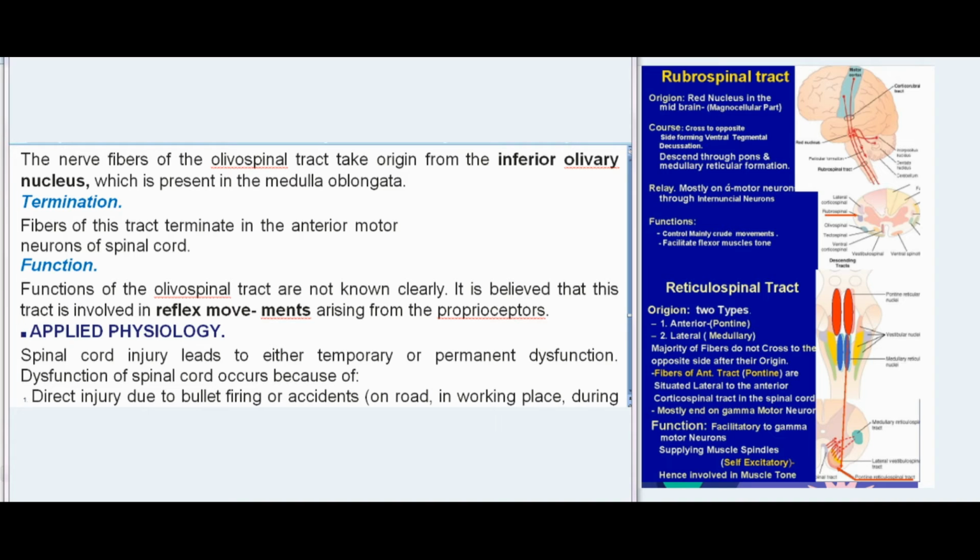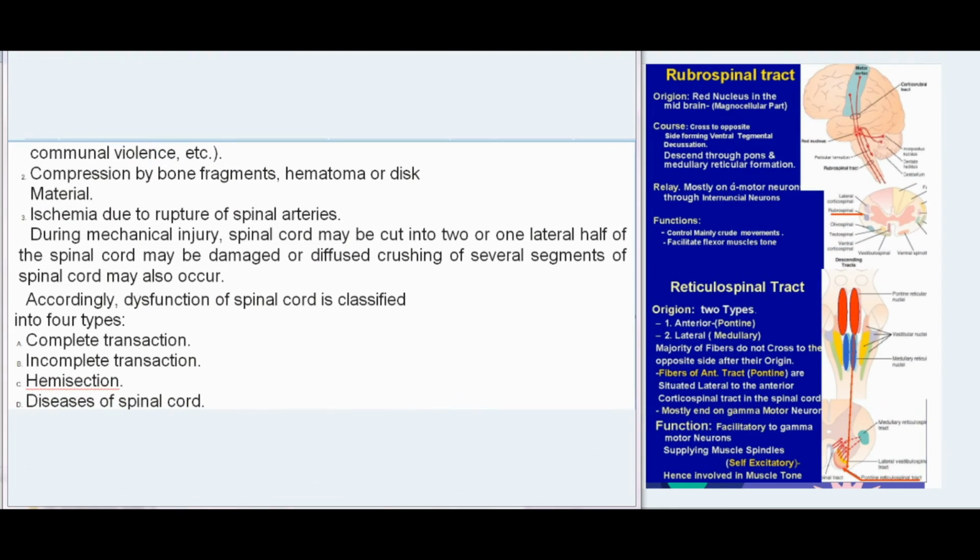Dysfunction of spinal cord occurs because of direct injury due to bullet firing or accidents, on road, in working place, during communal violence, etc. Compression by bone fragments, hematoma, or disc material. Ischemia due to rupture of spinal arteries.